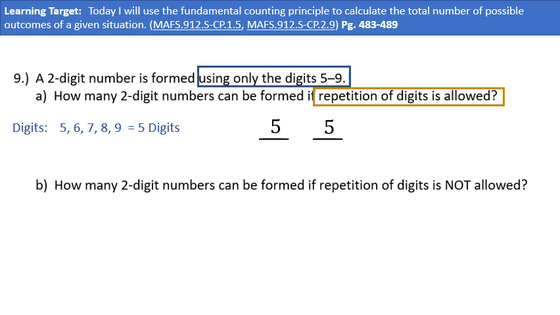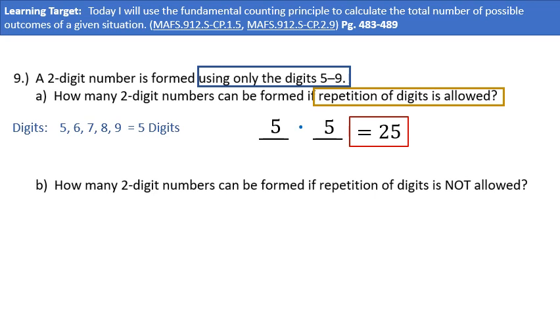This is a key word you're going to have to highlight, circle, and keep in mind. Repetition means repeat. And when things repeat, the number of options does not change. It stays at 5, or not always 5, but depending on the problem, it's going to stay the same. Multiply those together, 25 different options. Easy peasy. Now, look at part B.